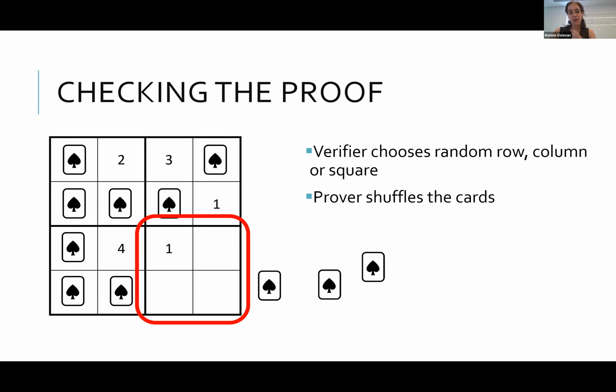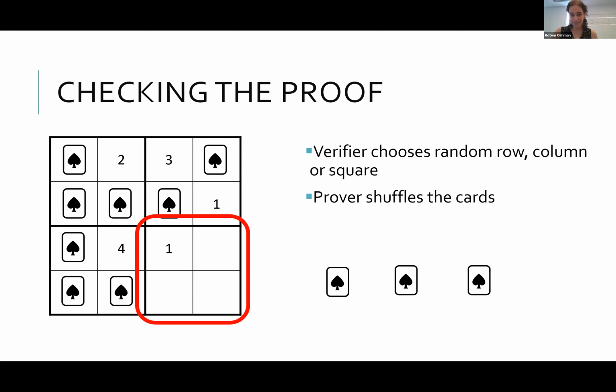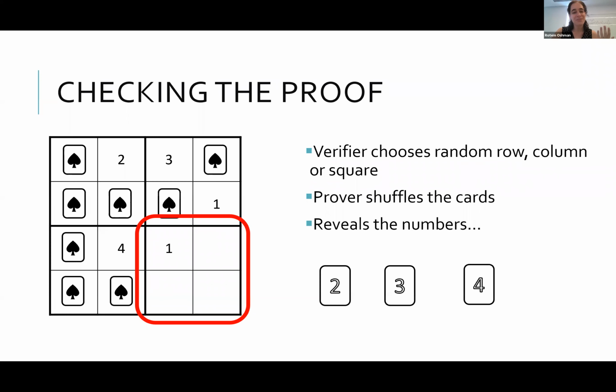I'll take the cards that I laid down in the square and I'll shuffle them without showing you what the numbers were. And then after I shuffle the cards, I'm going to reveal the numbers. And now you will see that the square really did contain in my solution the numbers 1 through 4. The number 1 was already fixed in a particular location. And the solution that I wrote down had the numbers 2, 3, and 4. So at least in this square, my solution respects the constraint.